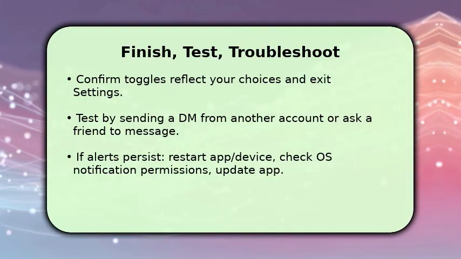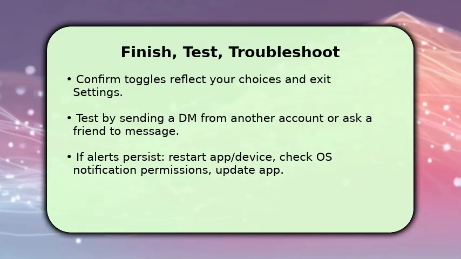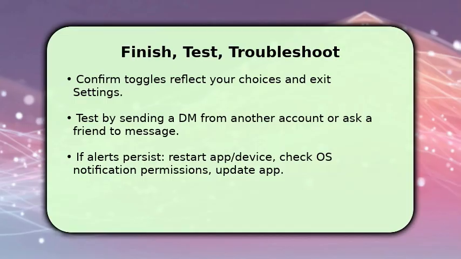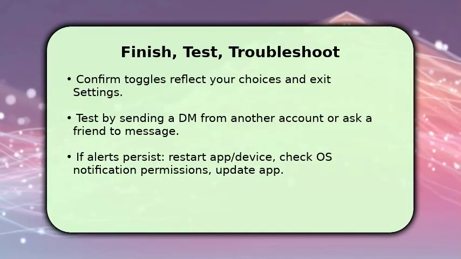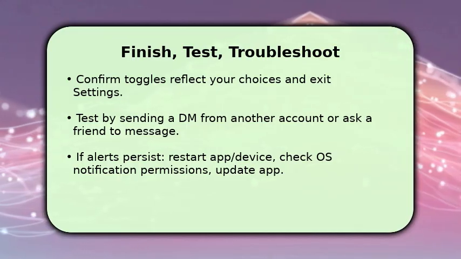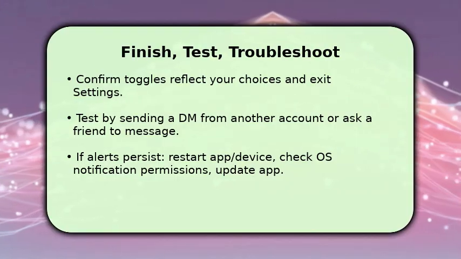appear. If you still get alerts, make sure device-level notification permission for Instagram is off or reset. Force close the app and restart your device, and check for pending app or OS updates. If a specific chat still rings, open that conversation and use mute. That solves stubborn individual thread notifications.